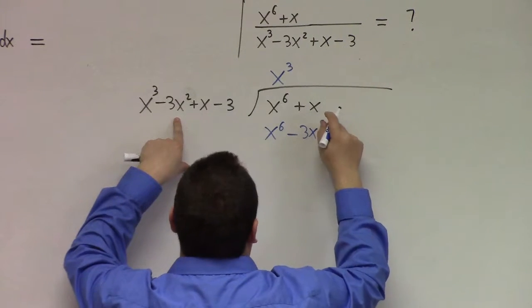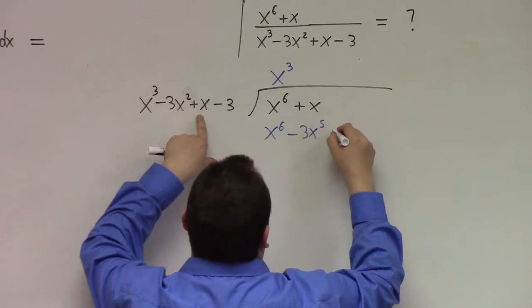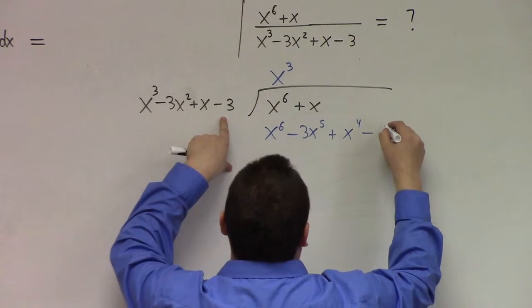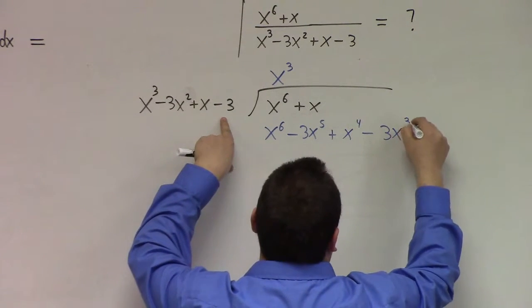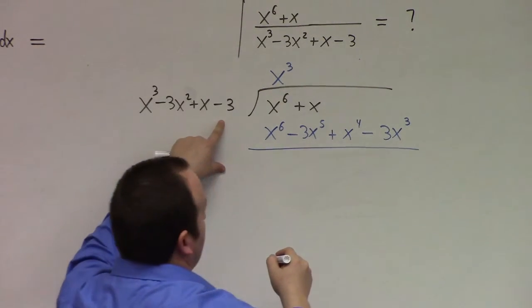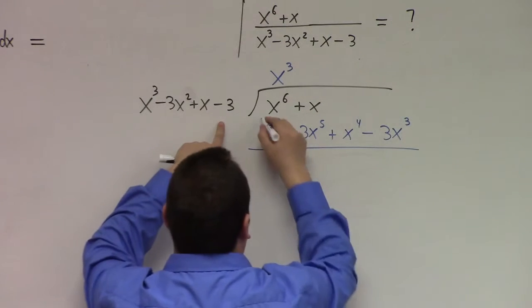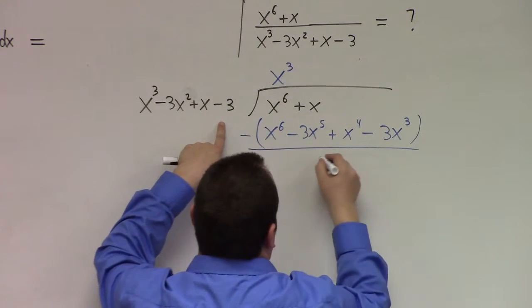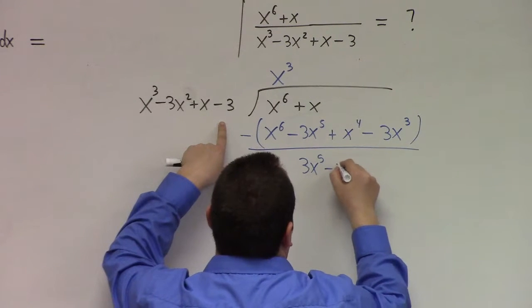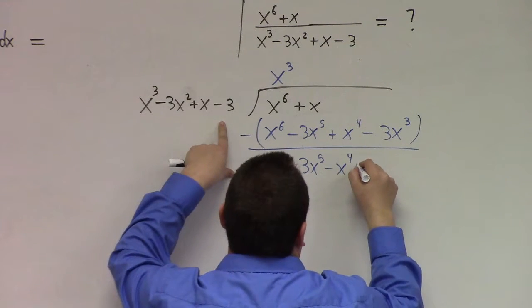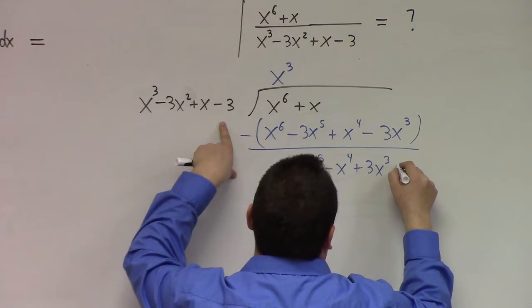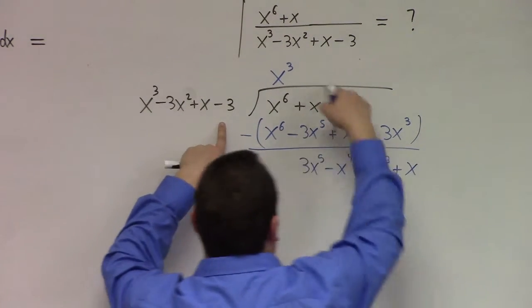Now x cubed times this gives me x to the 6th minus 3x to the 5th. Oh no, what have I done? Plus x to the 4th, minus 3x cubed. I had a simpler example in the earlier section, but we wasted time on other things, so, okay. We'll still get to the good stuff. Then we subtract. We're left with 3x to the 5th minus x to the 4th plus 3x cubed plus x. That x comes down there.